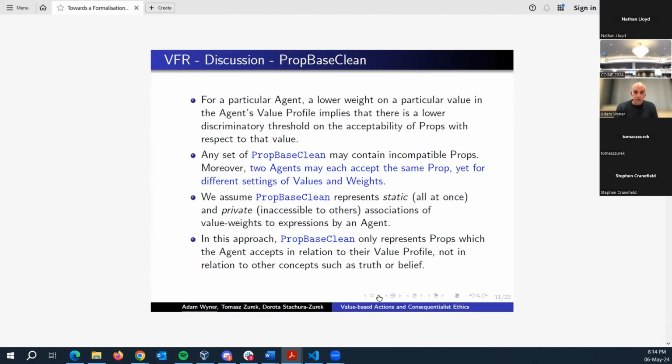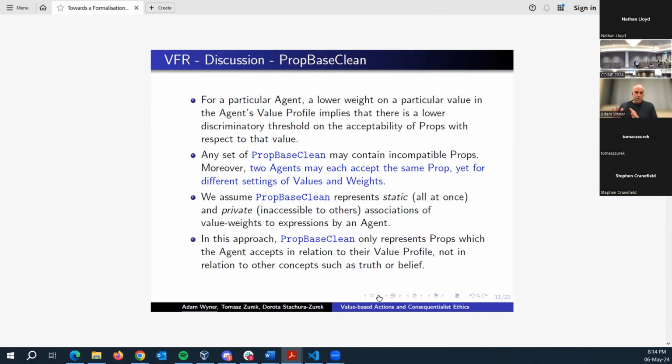We think that this is a very interesting attribute of this approach because two people can agree on what to do, or on a proposition, but for very, very different reasons based on their values. We assume that prop-based clean represents static, all-at-once, private and inaccessible associations of value weights to expressions by an agent.